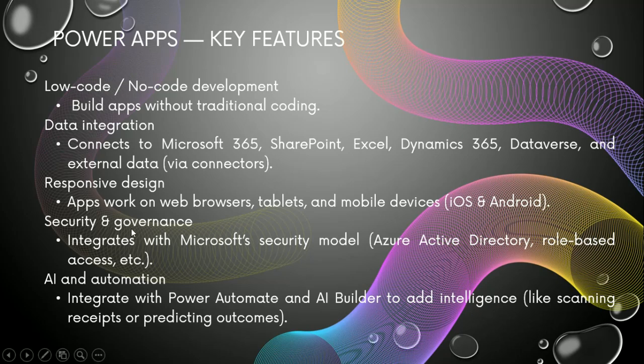The next key feature is security and governance. We have a unique Microsoft security model called Azure Active Directory, and that is how security is one of the key features of Microsoft Power Apps. Another most important key feature of Power Apps is AI and automation. We can build agents and integrate Power Automate and AI Builder into Power Apps to improve the intelligence of the app.